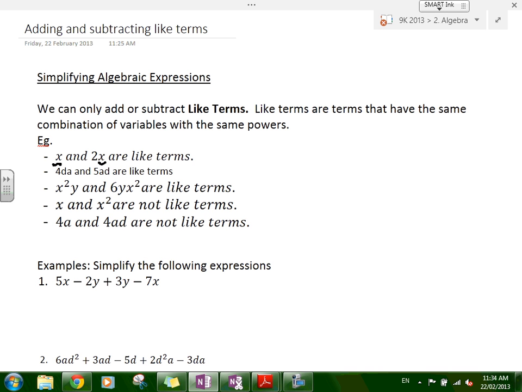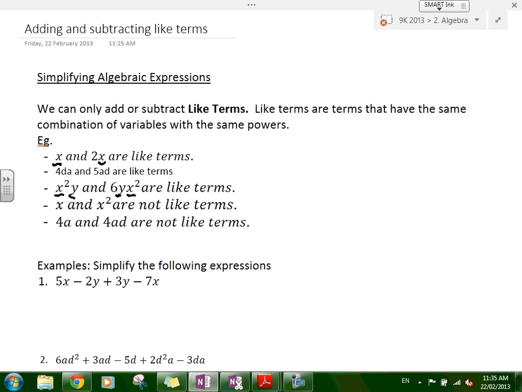Alright? X squared y and 6y x squared are like terms. Because if you notice, both of them have x squared, both of them have a y, and so they're like terms. You can add them together. You can simplify the expression by adding these together. Again, the order doesn't matter. You can have the x squared first and the y second, or the y first and the x squared second, but they are like terms, yes?